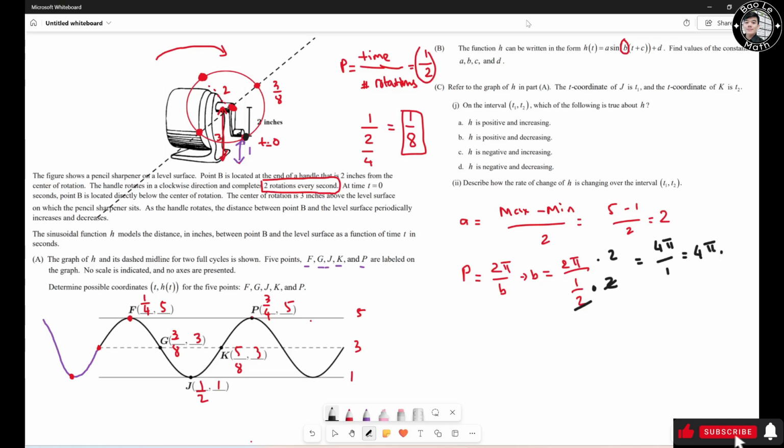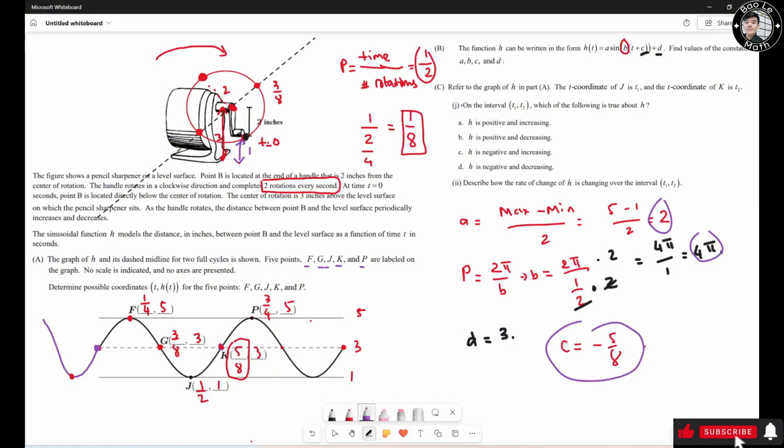Alright, now next one, I need to solve for d. D is the midline. So d equals 3. Now, last, I need to solve for c. I know that the sine function always starts at the origin, which is the midline. So you can pick c right here, which means it shifts to the right 5/8. So c equals negative 5/8.